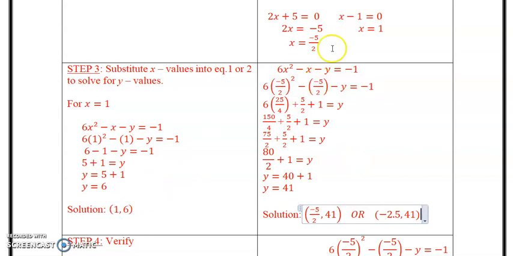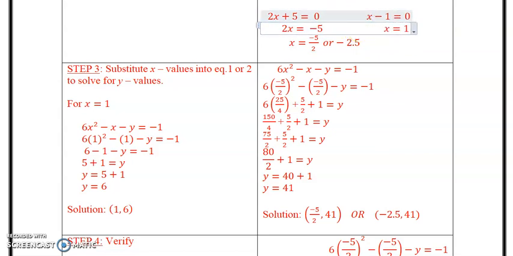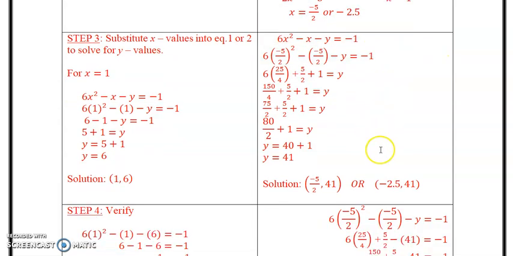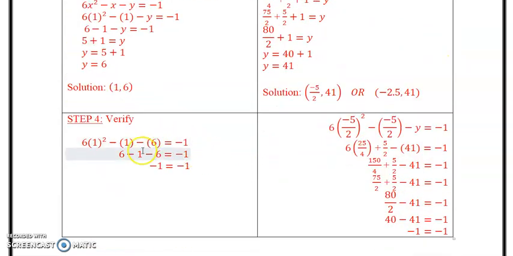So either one's fine, right? Same here, or it could have been -2. So that's acceptable as well, which is fine. Okay. And either way is good.